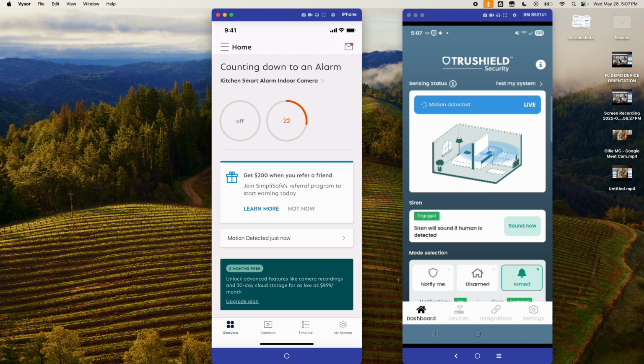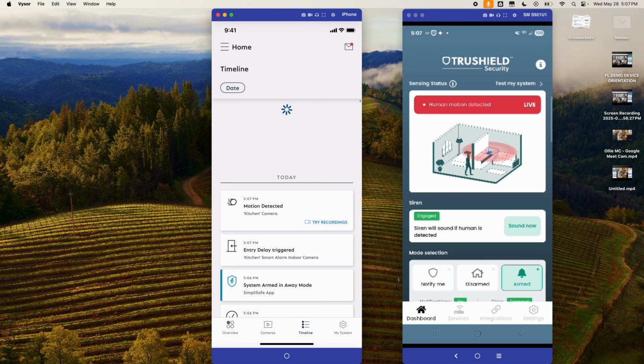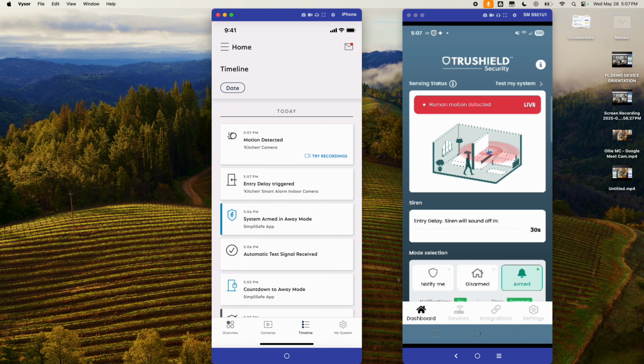All right, so it looks like we have some motion being captured on our indoor camera. Why don't we go ahead and pull up that timeline? And at the same time, it looks like we have some human motion being detected on our TruShield app, and I see our entry delay is counting down.